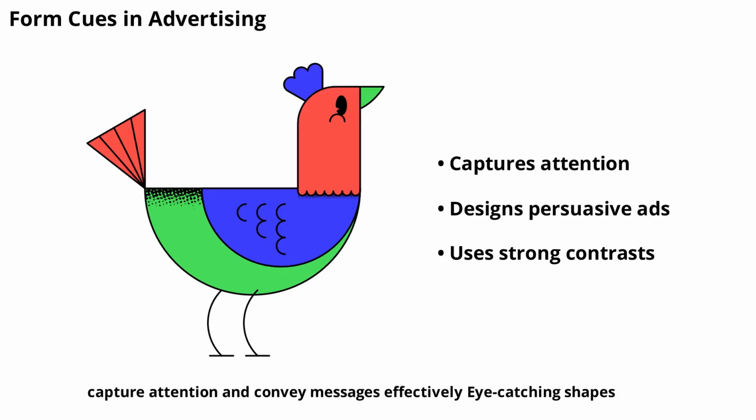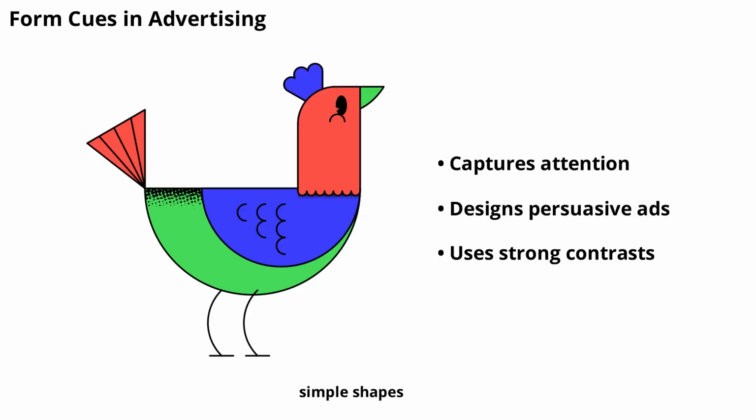Eye-catching shapes, bold outlines, and strategic use of color all help products stand out. By understanding how people perceive form cues, advertisers can design more persuasive and memorable campaigns. This is why many ads feature strong visual contrasts and clear, simple shapes.